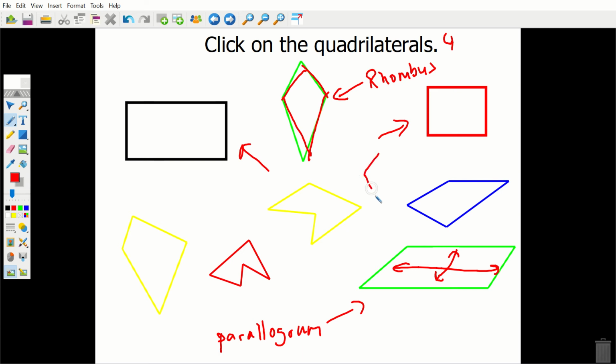Another one would also be a simple diamond. Now I've listed the types: we have rectangle, rhombus, diamond, square, and parallelogram. Those are the types of quadrilaterals or four-sided figures.